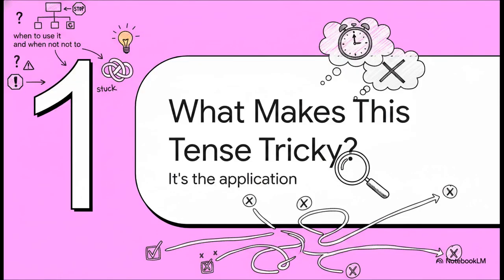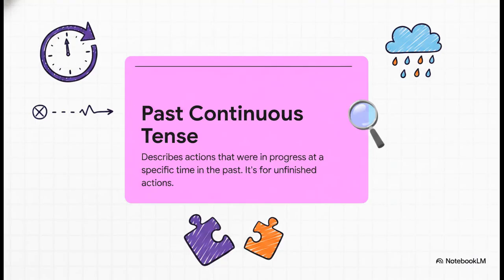So here's the thing. The actual formula for building the past continuous is really, really simple. The hard part, the part where almost everyone gets a little stuck, is knowing when to use it, and maybe even more importantly, when not to. All right, let's start with the basic definition. What is this tense even for? Well, the past continuous is all about actions that were in progress at a specific time in the past. The most important words there are "in progress." It's for stuff that was unfinished. If the action is over and done with, you're probably using the wrong tense.